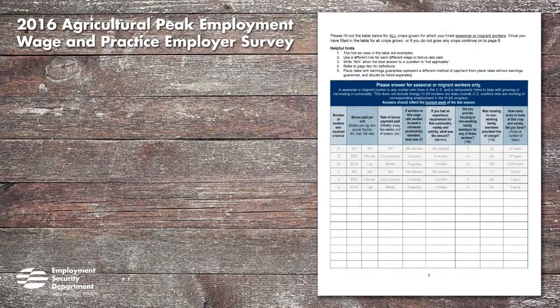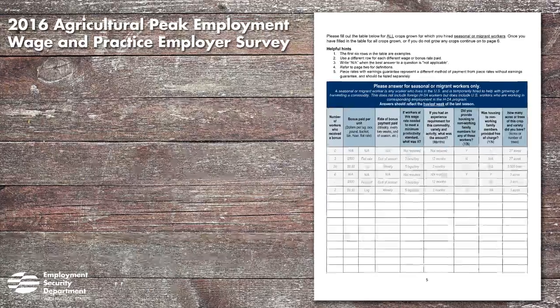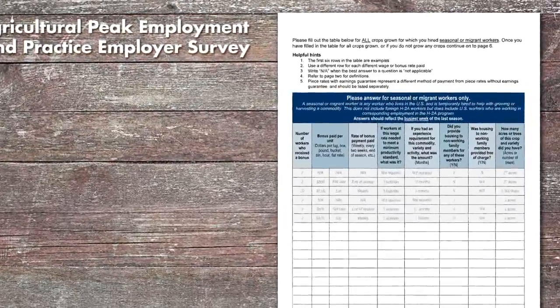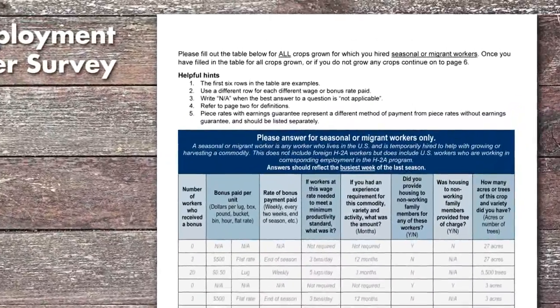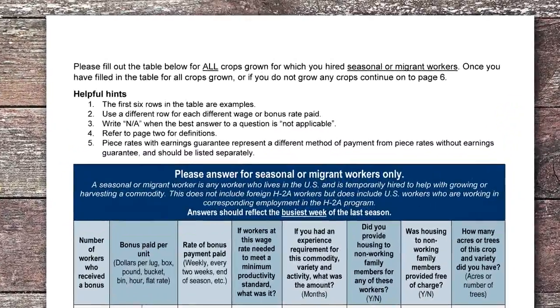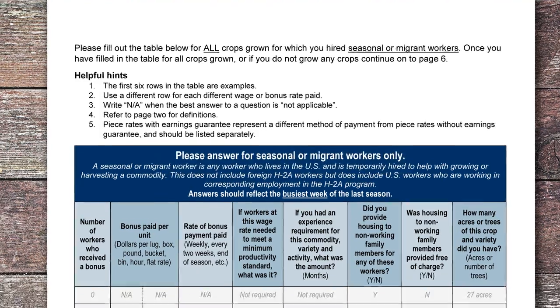Next, we will talk about page 5 of the survey, where the questions center around bonus pay, minimum production standards, experience requirements, family housing, and acres of particular crops. Let's keep in mind the information we need to provide is about the seasonal or migrant workers. These are workers that do not work year-round for you and were not foreign workers under the H-2A program.